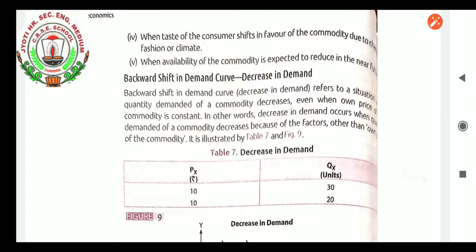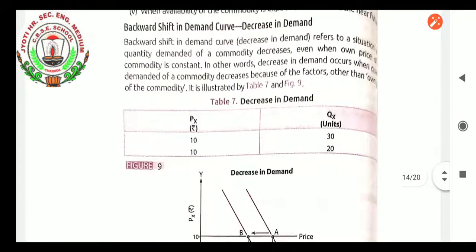Backward shift in demand curve, decrease in demand. Decrease in demand refers to a situation where quantity demanded of a commodity decreases even when the own price of the commodity is constant. In other words, decrease in demand occurs when quantity demanded of a commodity decreases because of factors other than the own price of the commodity. It is illustrated by table number 7 and figure number 9.